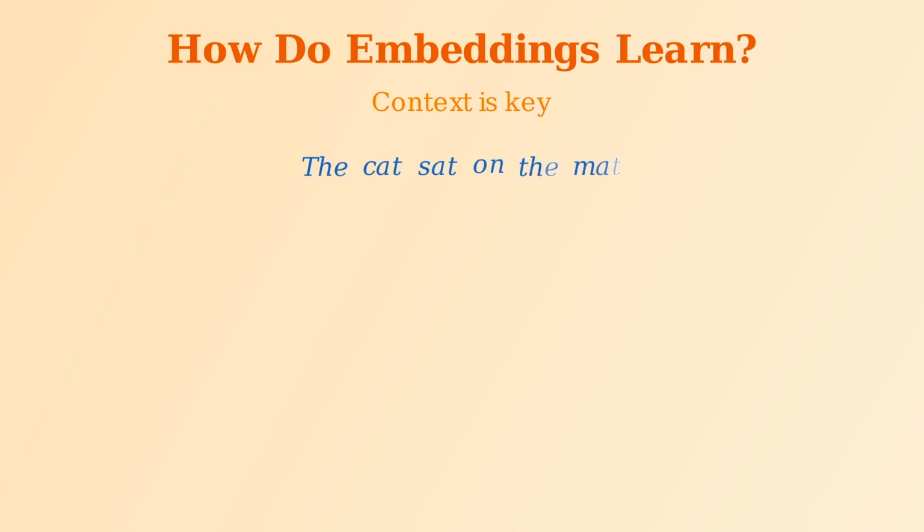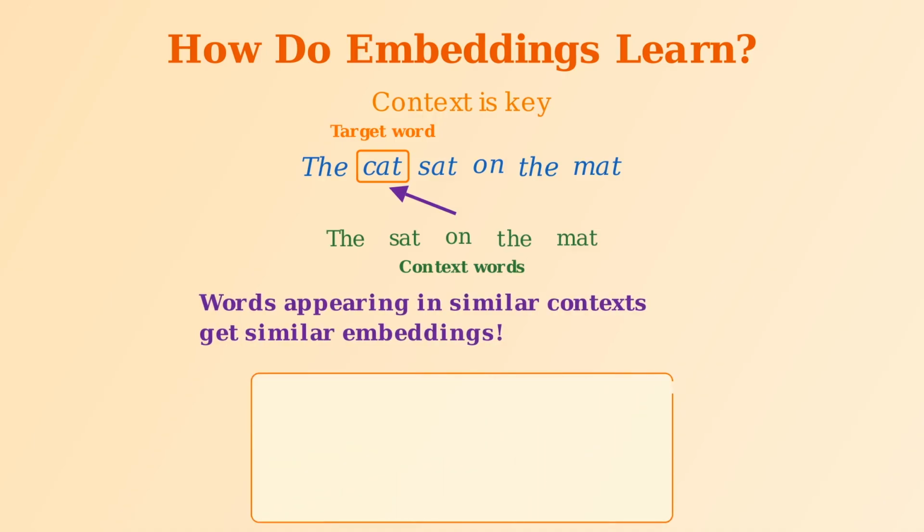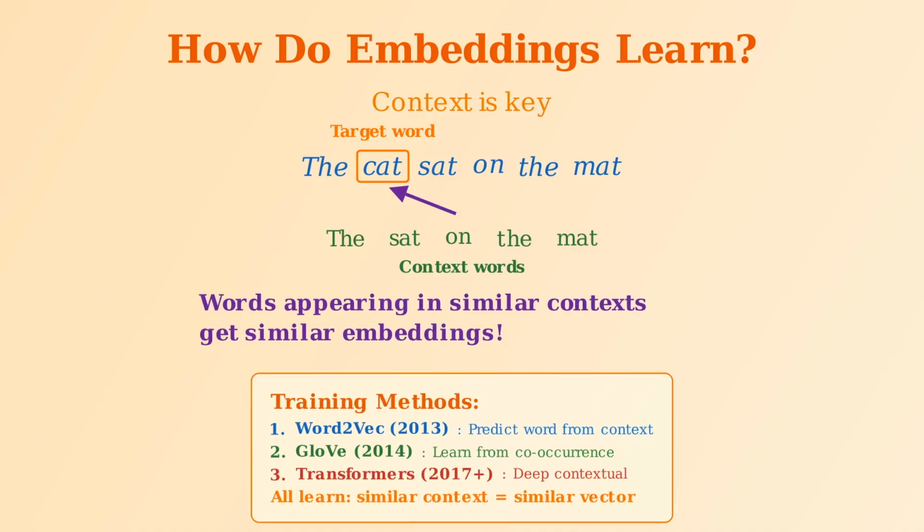How do embeddings learn? The key insight is context. Words that appear in similar contexts should have similar meanings. Consider the cat sat on the mat. To predict cat, the model looks at surrounding words: the, sat, on, mat. Now imagine thousands of sentences with dog. The dog sat on the rug. A dog ran in the park. Cat and dog appear in similar contexts, so they should have similar embeddings.